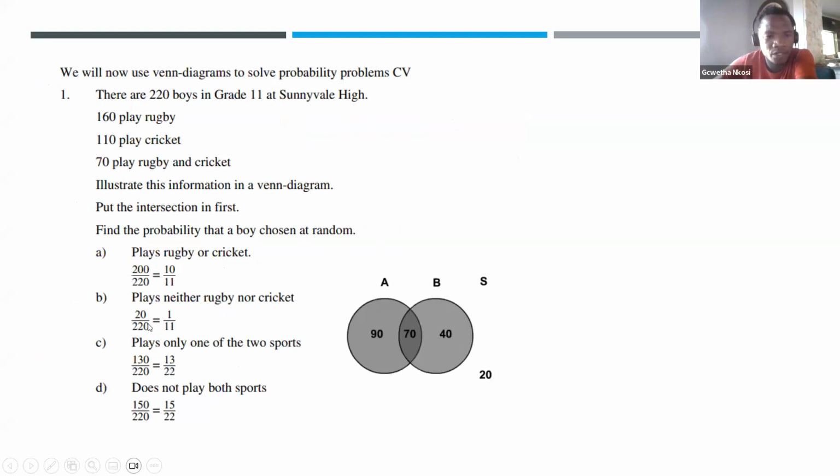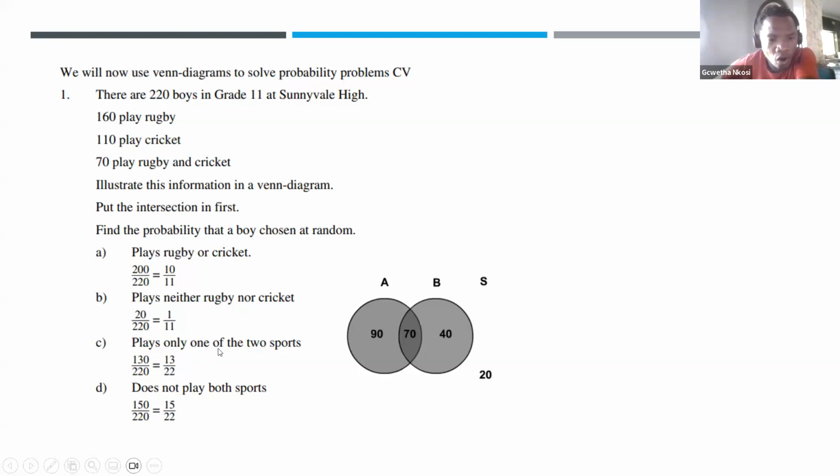So when you look at it, you can say 1 minus that thing, 1 minus this. So you are going to get 1/11. Or you can just say, oh, those who do not participate in anything. So that should be 20/220, which is 1/11.